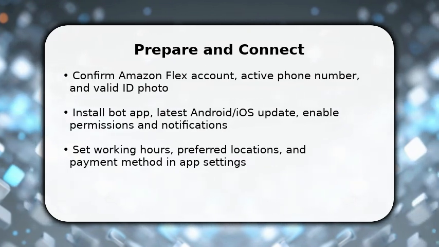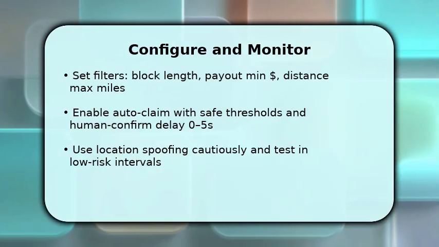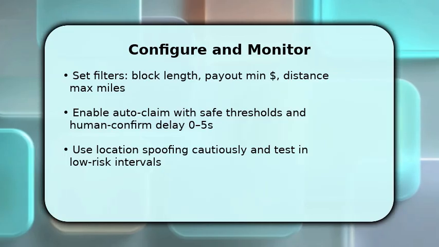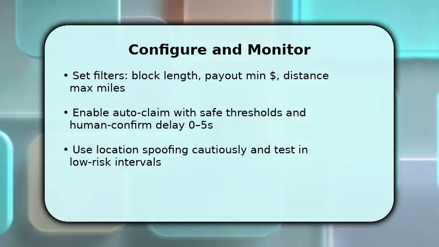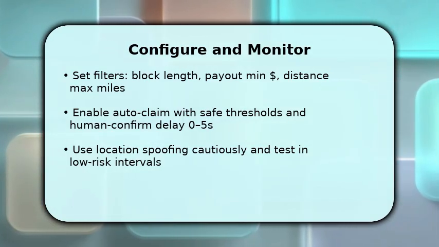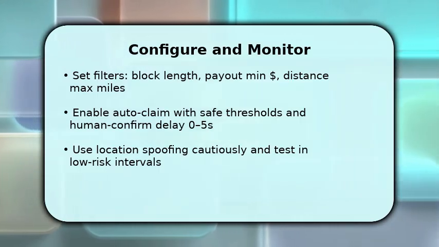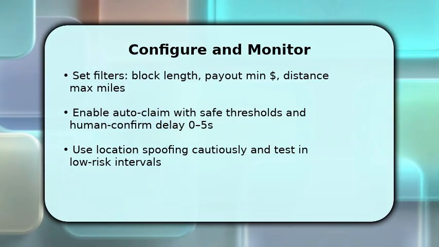You now configure the bot's decision logic and test it. Start with conservative filters: minimum payout, distance cap, and block duration to match your real availability. Enable auto-claim but keep a short human-confirmed delay so you can cancel false positives. This balances speed versus safety.